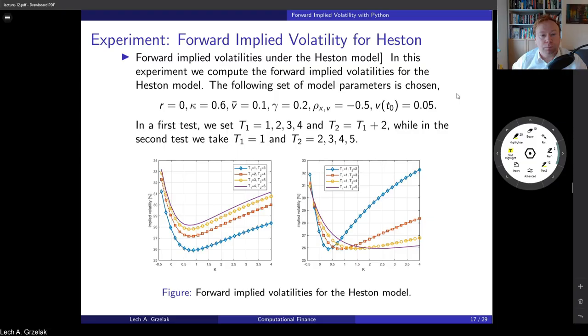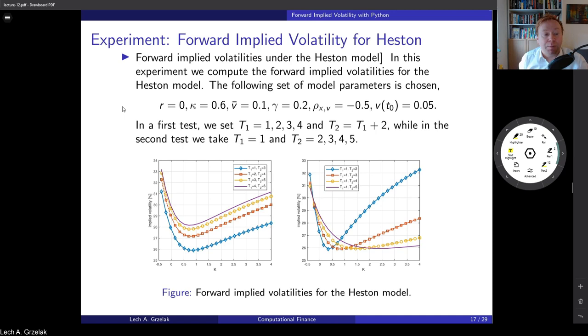Now is the time for a numerical experiment. In this experiment, we will consider the Heston model and the problem of pricing forward start options. For the pricing process, we will use the forward start characteristic function that we have derived in the previous block, and we also use the COS method that will be used for evaluation of the Fourier transformation.